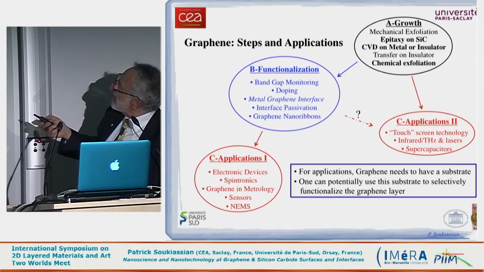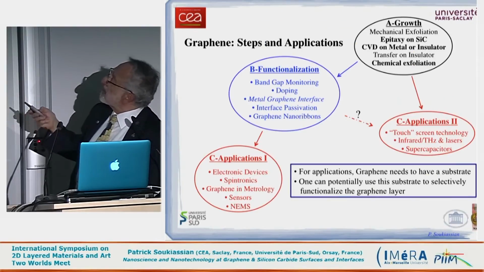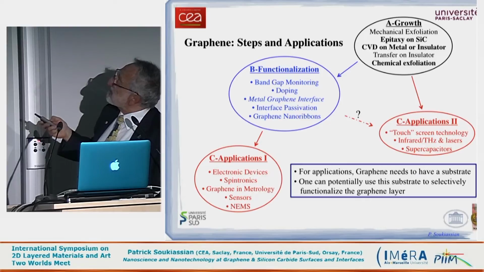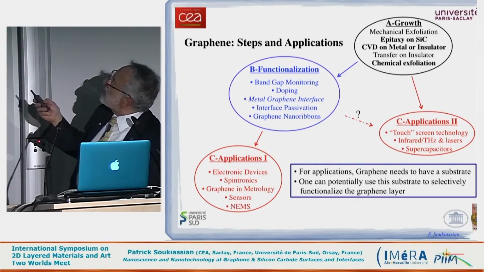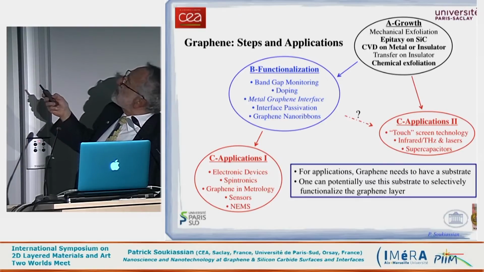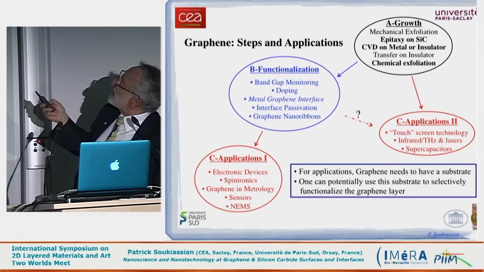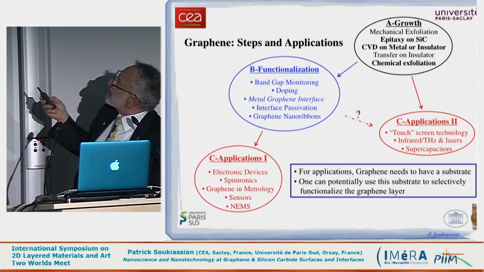We did that. Now, graphene steps and application. But when you have a new material, what do you need? The first thing you need is to have the material. So there are several ways to do it. The mechanical exfoliation, epitaxy on silicon carbide, CVD on metal or insulator, then you need to transfer on an insulator, or by chemical exfoliation.